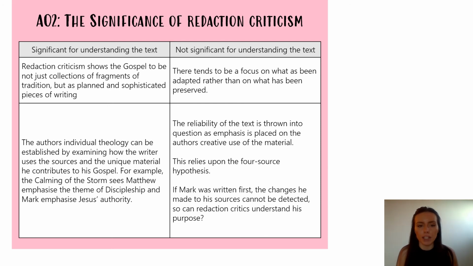And as always, the left-hand column and the right-hand column are linked into arguments and counter-arguments. So in terms of the first row then, an argument you could use to say redaction criticism is significant: it shows us that the Gospels are not just a collection of fragments that have been put together, but they are planned and sophisticated pieces of writing. A counter-argument is that redaction critics, looking holistically at the Gospels, tend to focus on what has been adapted rather than what has been preserved. So maybe the focus of redaction critics is not quite in the right place.